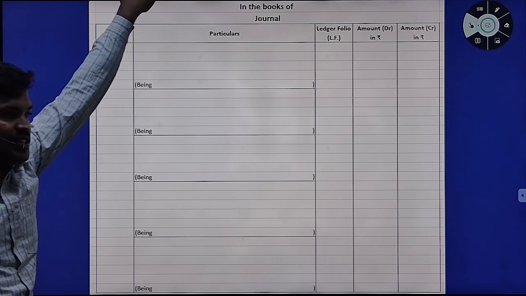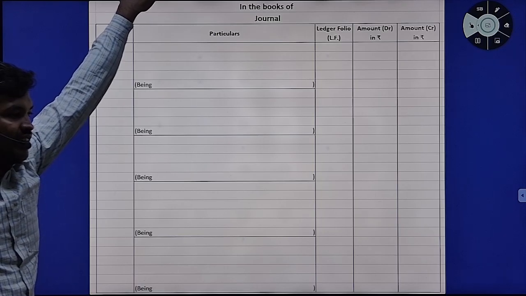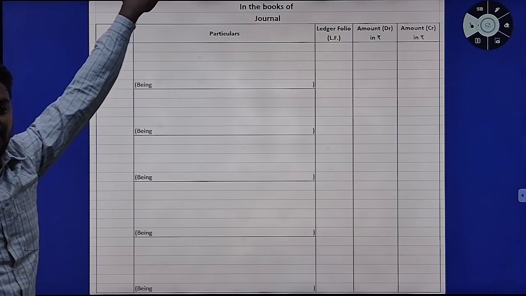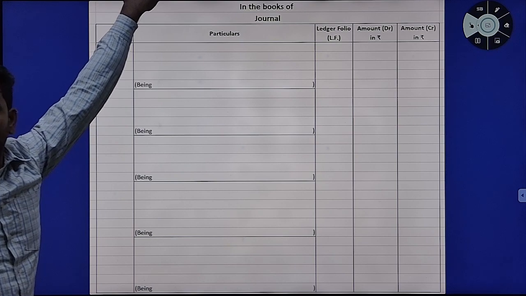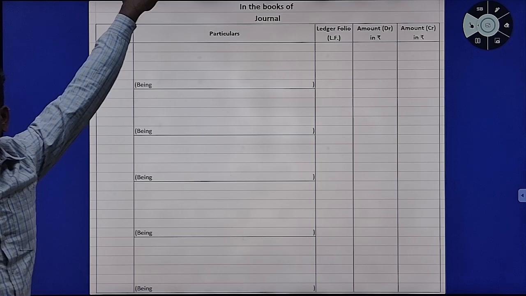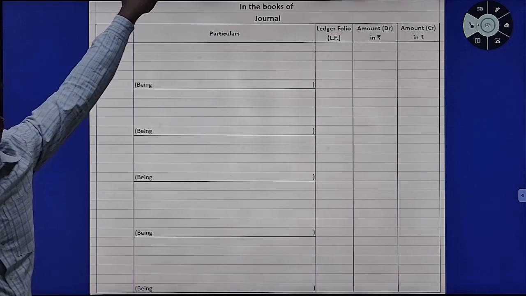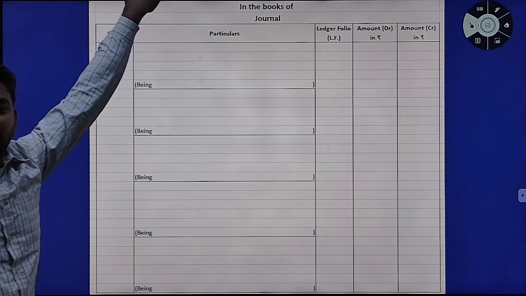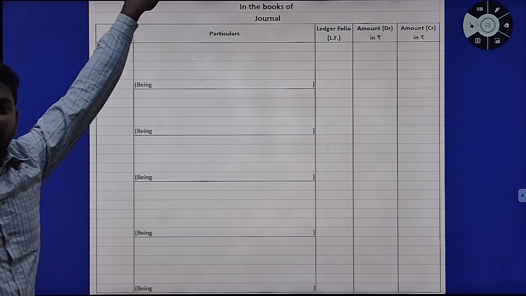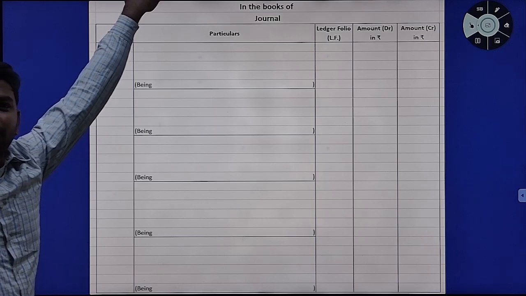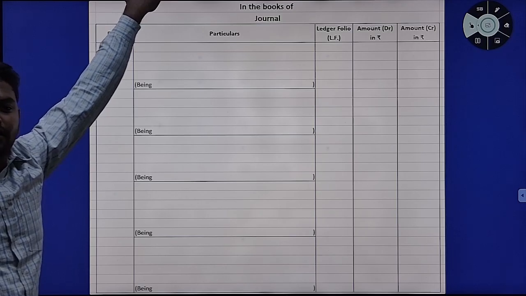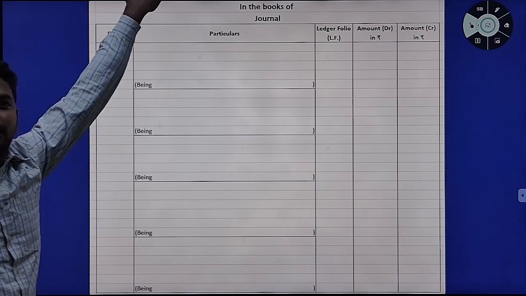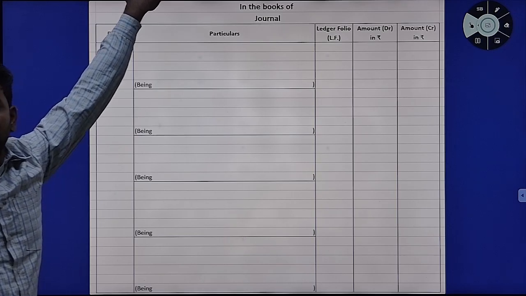For passing a journal entry, what are the requirements, what basics you should know before passing a journal entry? What is this called? Yes, the 3 golden rules of accounting. Very good. You should know the 3 golden rules of accounting. If you don't know, try to read it and come tomorrow for the next class. I'll ask the golden rules of accounting. Based on those rules only, I'll explain and form the journal entry.